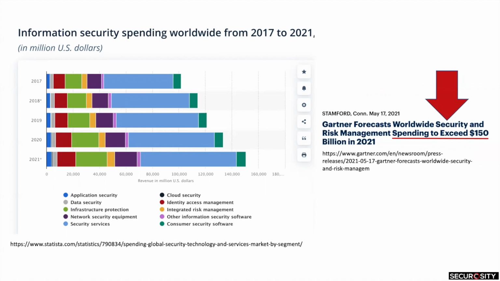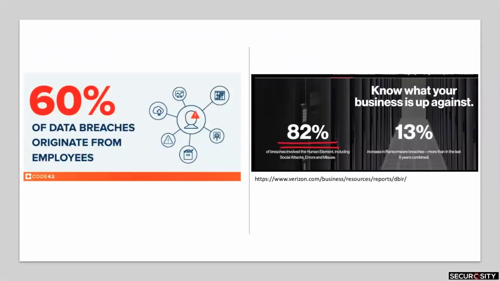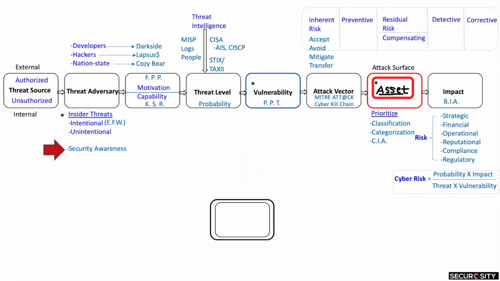With this staggering amount of money spent on information security, the question is, why are there still so many security incidents occurring? According to Code42, a cybersecurity software company specializing in insider risk management, 60% of data breaches originated from employees, while Verizon reported 82% of breaches involved the human element. This means that there is an opportunity to allocate investments and resources into reducing human risk, such as providing more robust security awareness training, as well as providing secure coding training for engineers and developers.